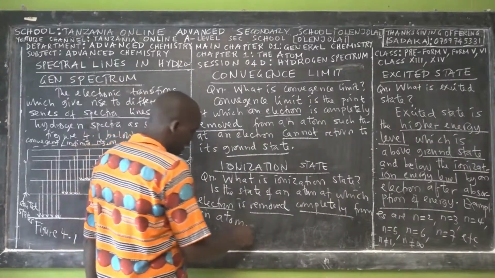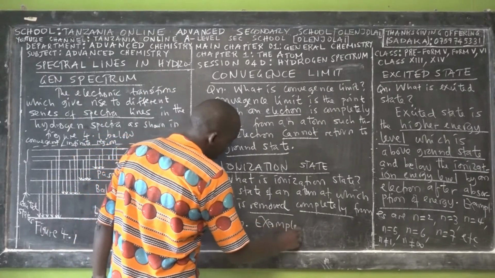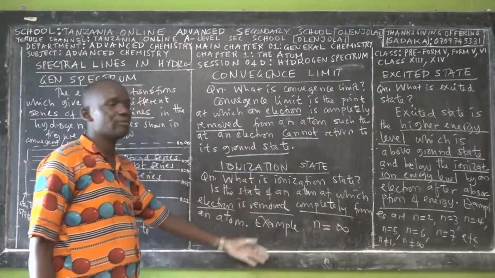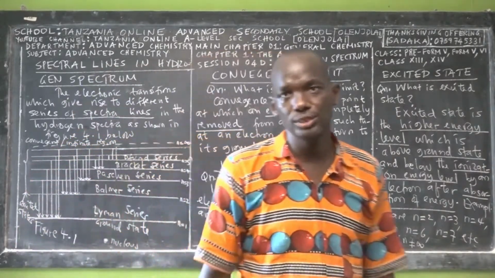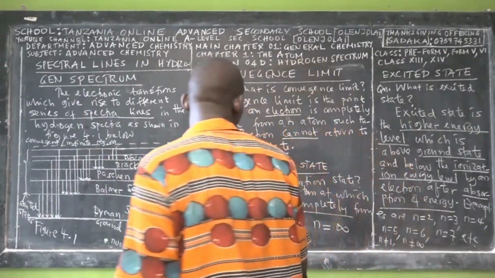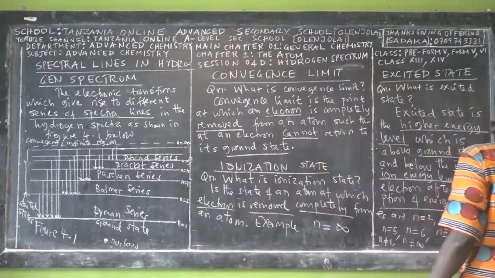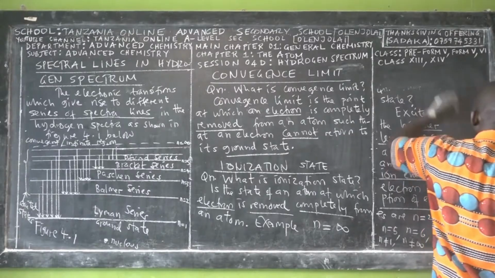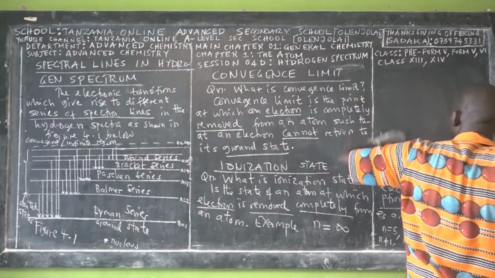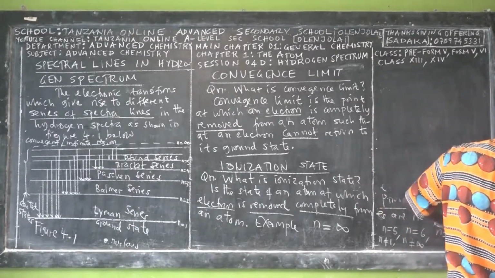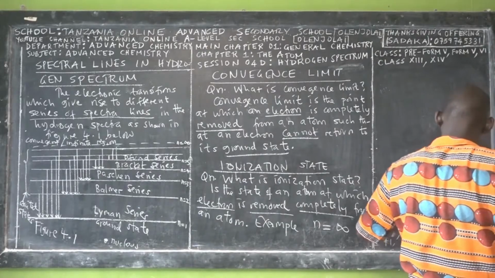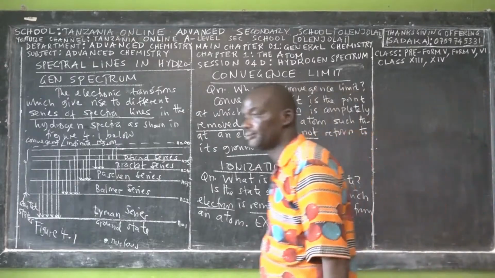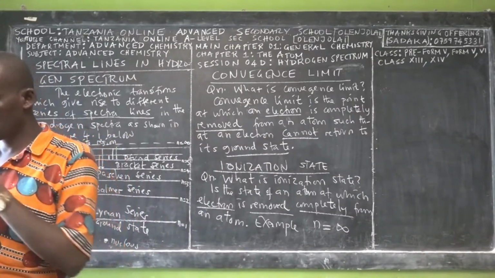An example of ionization state is when the value of the energy level is equal to infinity. So now I believe that you have understood about ground state, excited state, ionization level, convergence limit. So you know about all of those things.